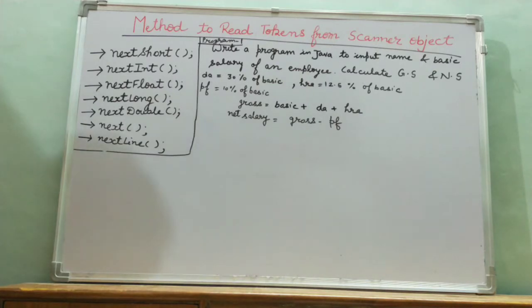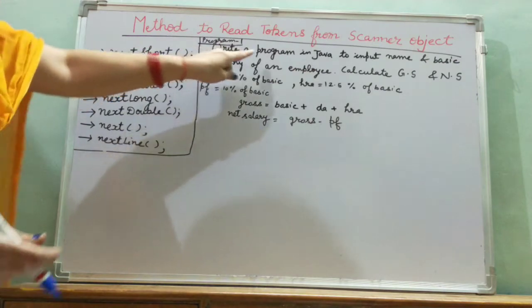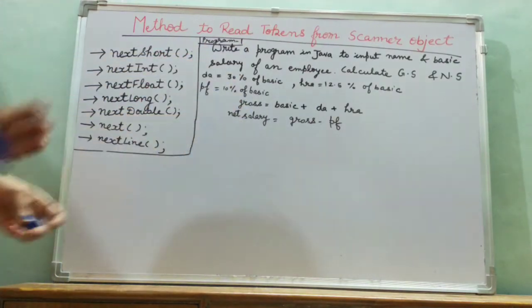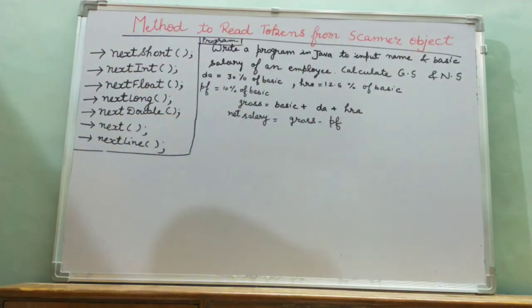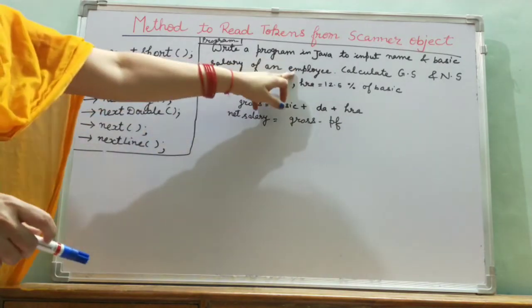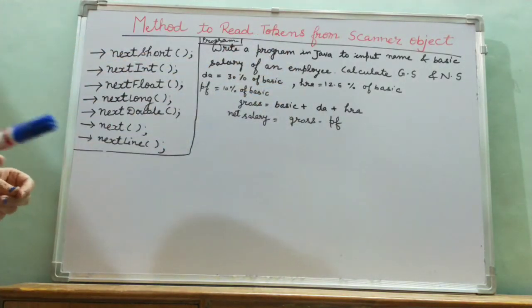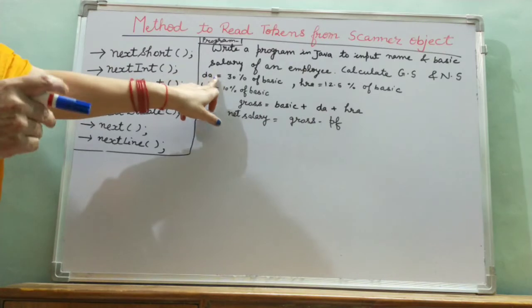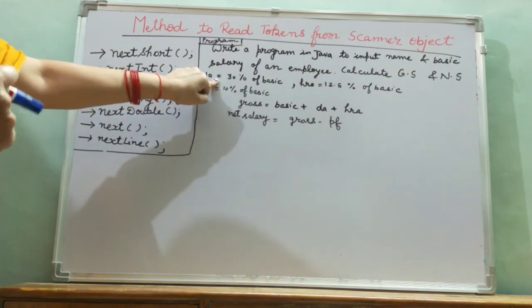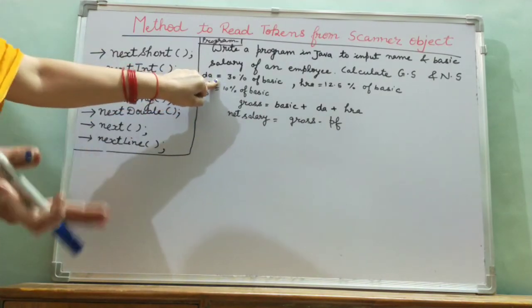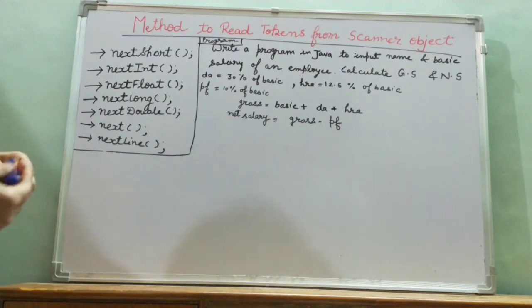Now let's start. One program is given here. Write a program in Java to input the name and basic salary of an employee and calculate the gross salary and net salary based on the input value given by the user.